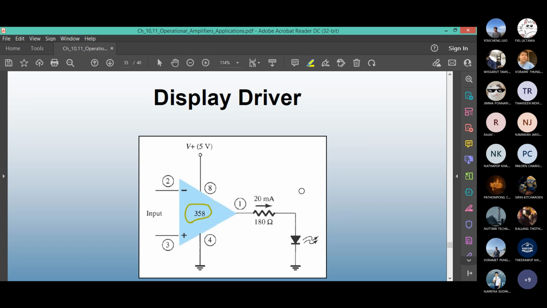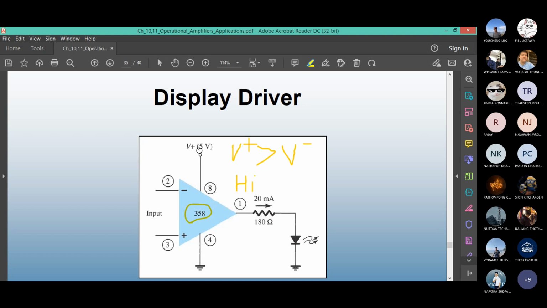How does this display driver work? Here, V plus has 2 different voltages. When V plus becomes greater than V minus, the output is high.